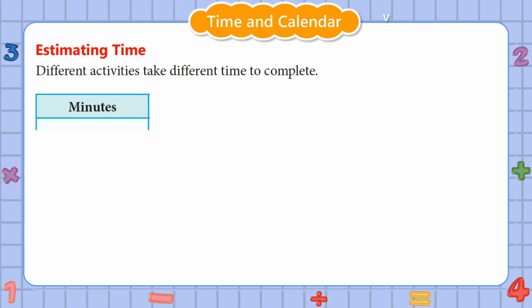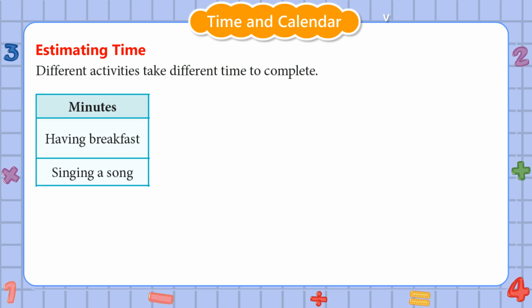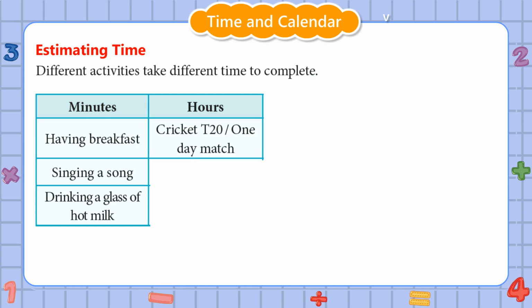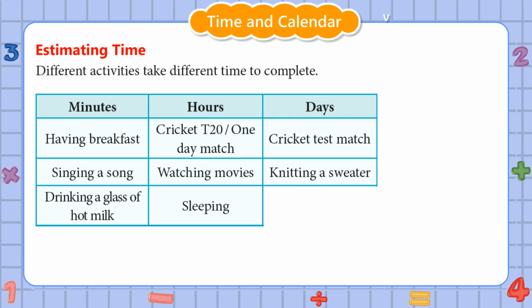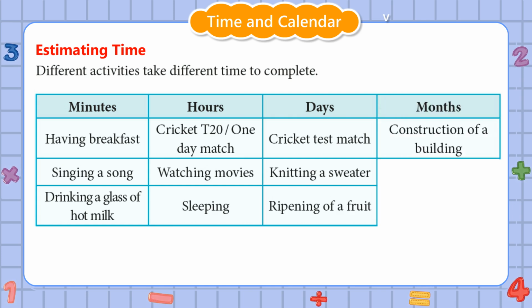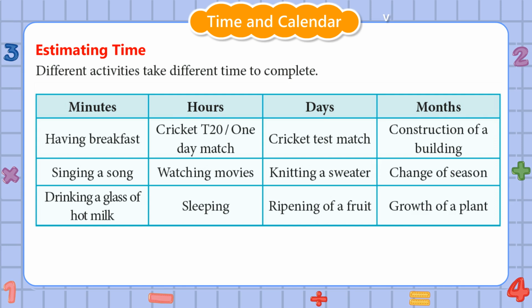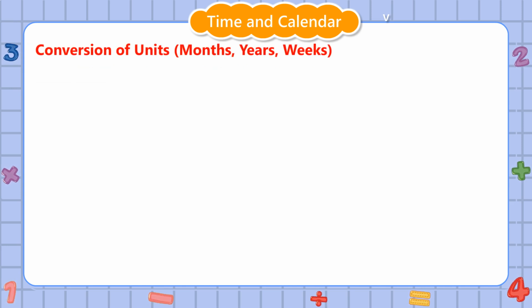Estimating time. Different activities take different time to complete. Activities that take minutes: having breakfast, singing a song, drinking a glass of hot milk. Activities that take hours: Cricket T20 or one-day match, watching movies, sleeping. Activities that take days: Cricket test match, knitting a sweater, ripening of a fruit. Activities that take months: construction of a building, change of season, growth of a plant.